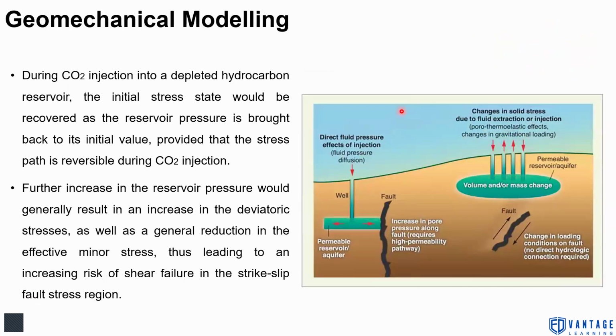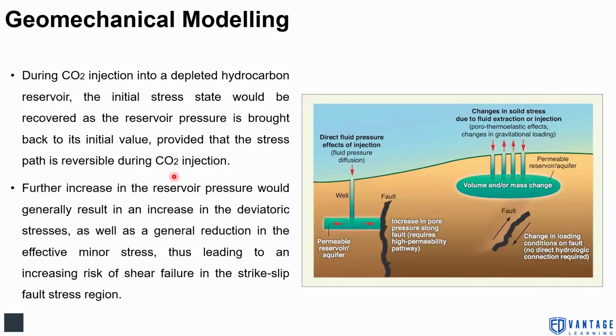So during CO2 injection to deplete a hydrocarbon reservoir, the initial stress state would be recovered because the term depletion means the pressure is depleted and volume is also quite less. If there is a weak aquifer, of course, we also need to look at the support of pressure naturally with the aquifer. So what happens is with depletion of pressure, your initial injection rates are sufficient enough. We may choose a certain injection rate with a certain injection pressure, but the initial stress state would be recovered as the pressure is brought back to the initial value, provided that the stress path is reversible during CO2 injection.